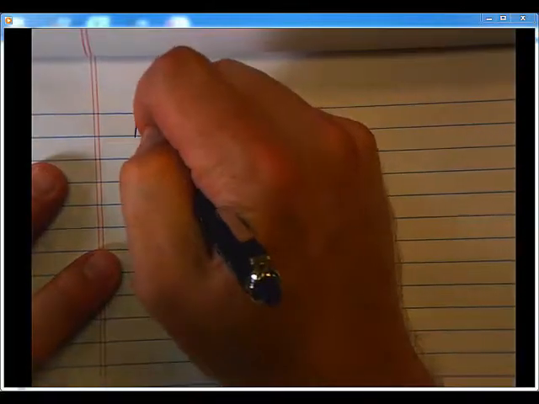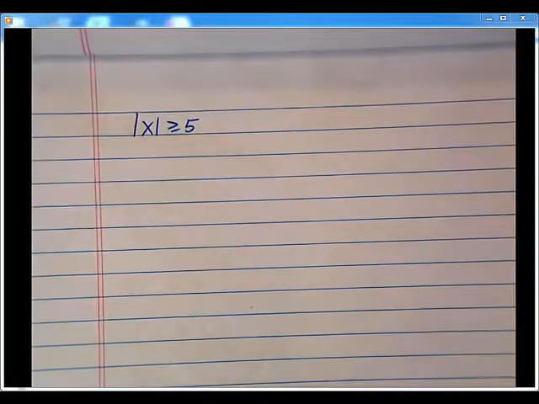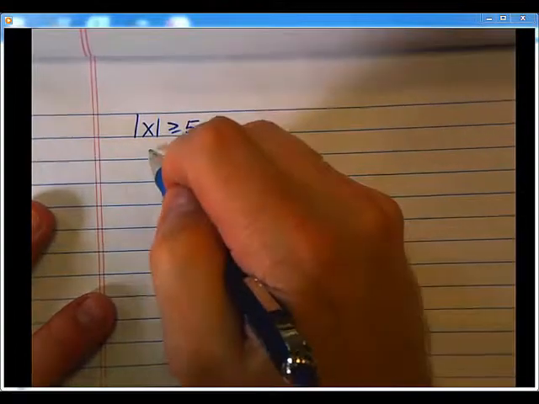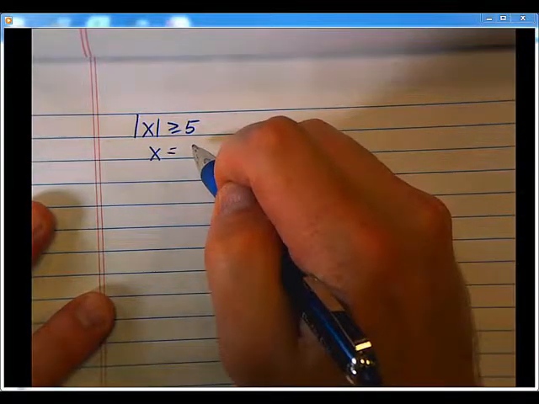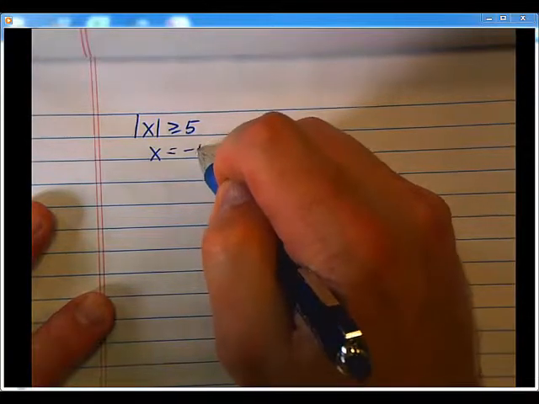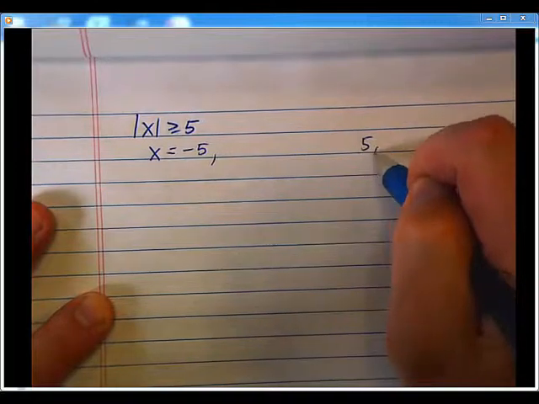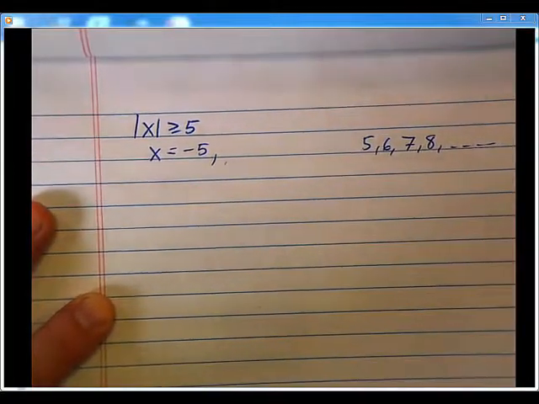All right, now I think we're ready to go on to greater than problems. Absolute value of x greater than or equal to 5. And again, I think a good way to start learning how to solve these is to list some numbers that would work. So x could be the number -5, +5, +6, +7, +8, and it could go on forever.